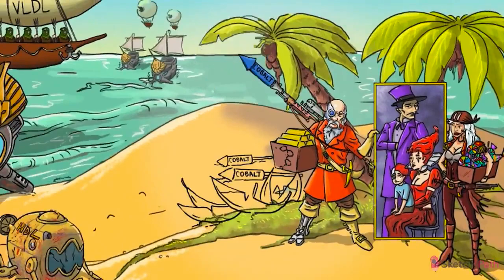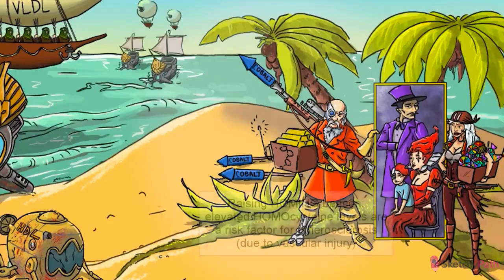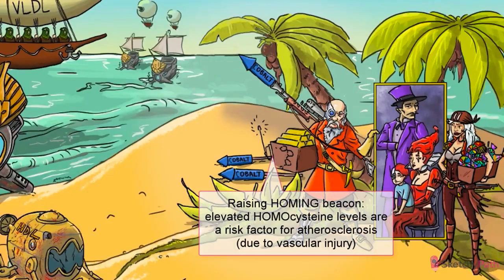While it's less common, elevated homocysteine levels have also been shown to be an independent risk factor for atherosclerosis, hence the homocysteine homing beacon they've placed on the treasure. So they can find it later.